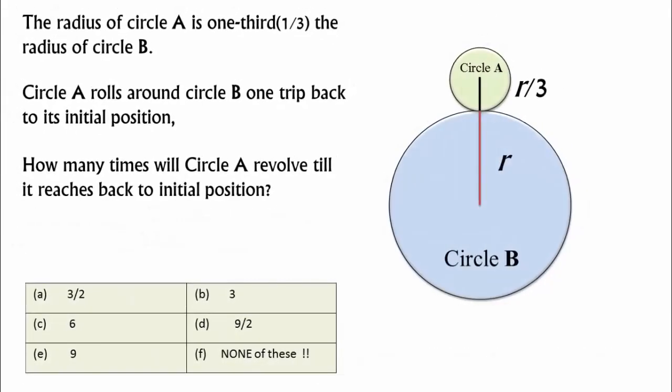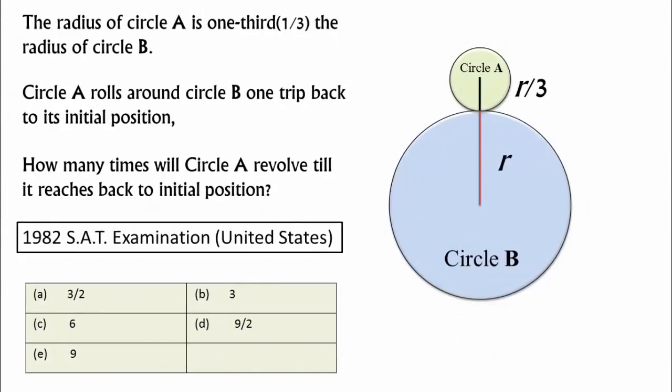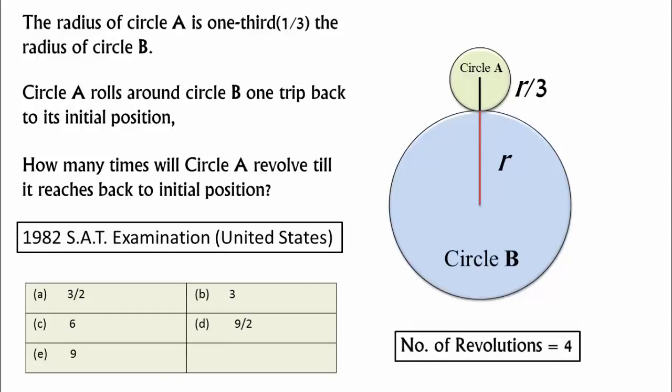This question comes from the 1982 SAT examination, and there were only 5 options, and all the candidates answered it incorrectly. The reason being that the correct answer was not included in the options. Later, 3 students claimed to the College Board that the actual answer is 4. And that's true, that's why I purposely added the 6th option for you as none of these.